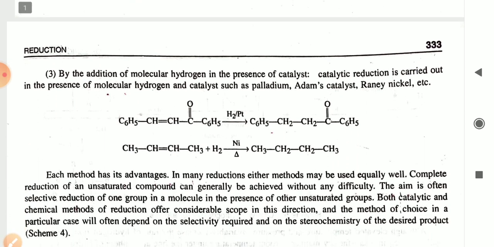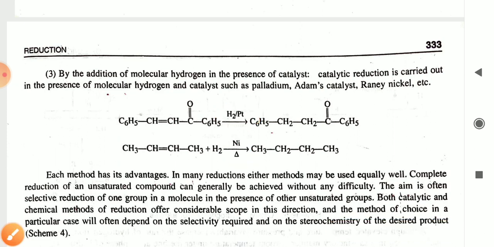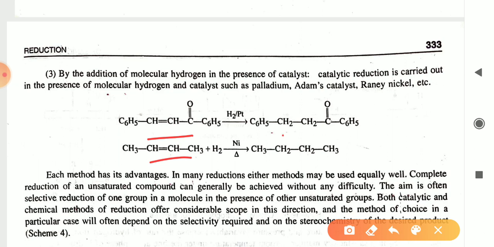The next example is by the addition of molecular hydrogen in the presence of a catalyst. The catalytic reduction is carried out in the presence of molecular hydrogen and a catalyst such as palladium. This is also known as Adams catalyst and Raney nickel catalyst. So many catalysts are used in the reduction process. You can see here H2 in presence of platinum, nickel with some heat as a catalyst. In this kind of reaction, the double bond of the alkene will be reduced. 2 moles of hydrogen are added here, and the double bond is reduced into a single bond.